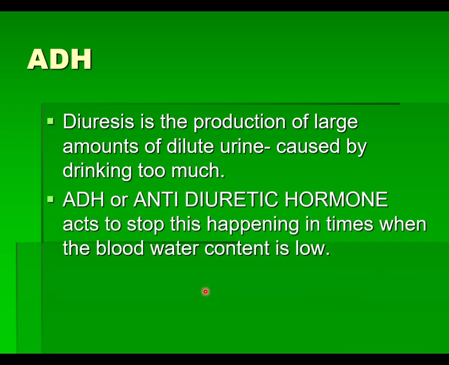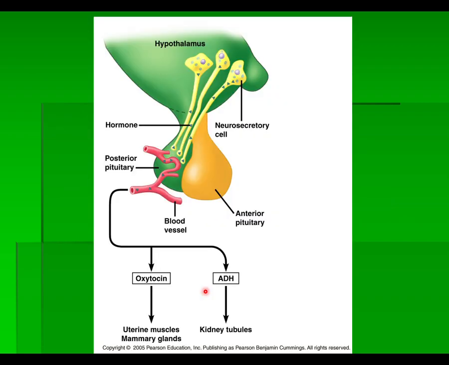So ADH is antidiuretic hormone. It doesn't want you to do this. It stops you losing too much water in times when the blood water content is low. Okay, so ADH is a hormone that stops you losing too much water. And it's produced in the posterior pituitary. This is the pituitary gland here. Okay, this is the pituitary gland, this is the hypothalamus.